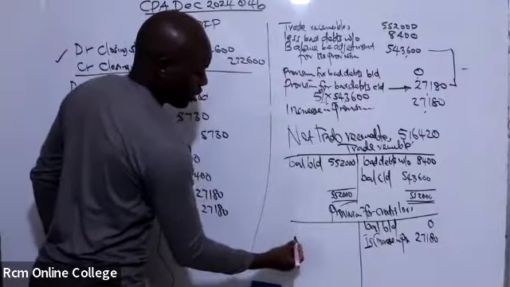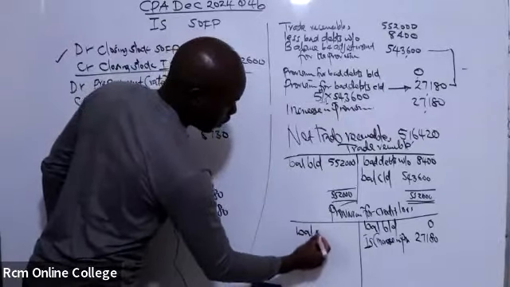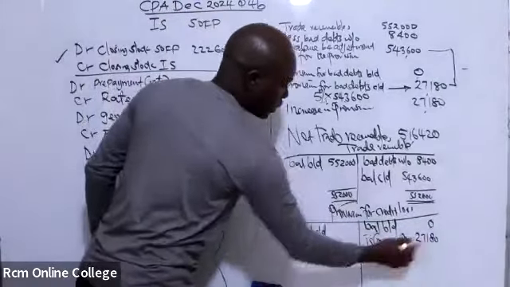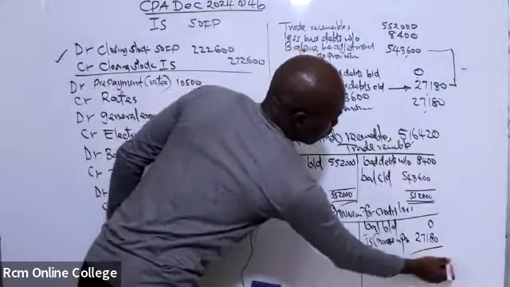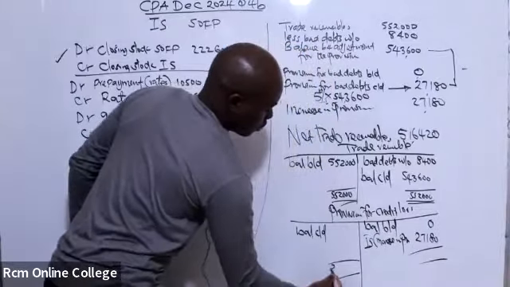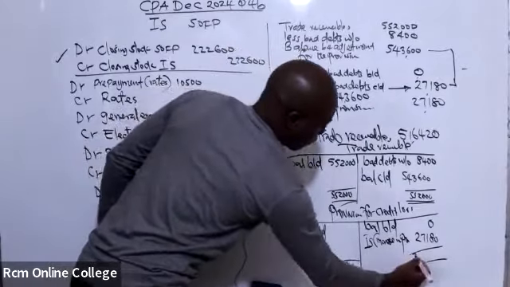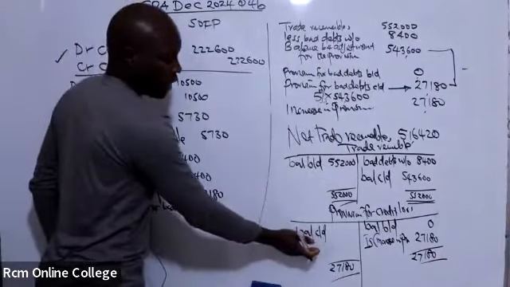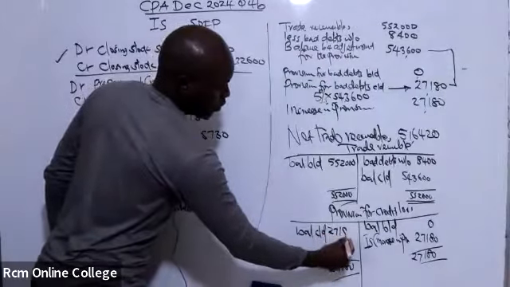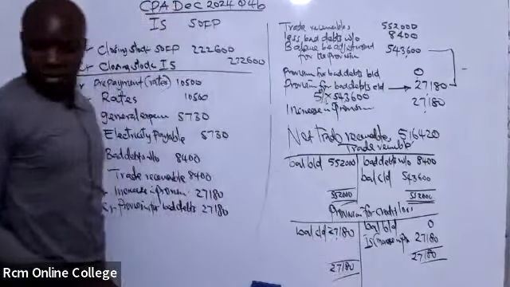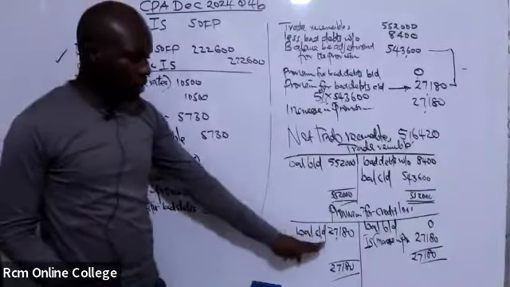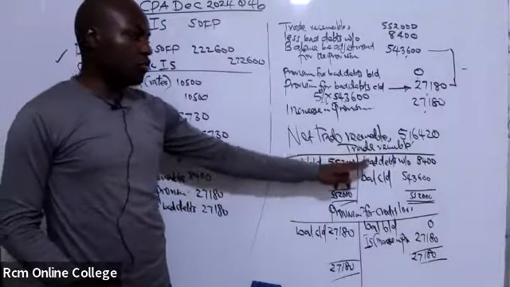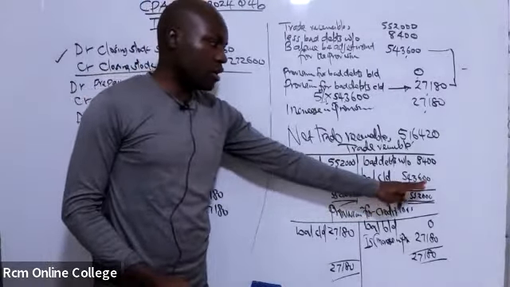The account needs to balance. So since there is nothing else to talk about, what do we have to make the account balance? 0 plus 27,180 is equal to 27,180. Right? So what do we need to make this side balance? Of course, we need that 27,180. Right? So provision for bad debts having a balance carried down on the debit side. Trade receivables is having balance carried down on the credit side.